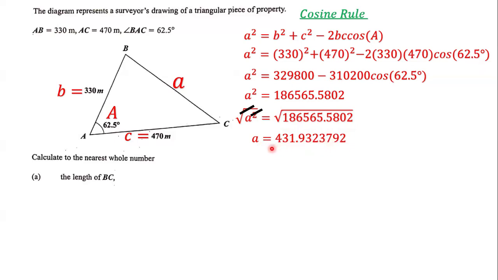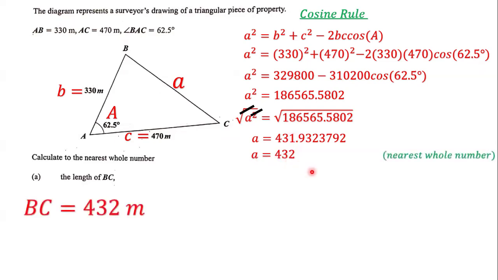But they want us to write our answer correct to the nearest whole number. And so that means we have to look at this number. This number is 9. And once the number is greater than 5, we can round up. So we add 1 to 1, and 1 plus 1 is 2. So A is equal to 432. And so that means that the length of BC, correct to the nearest whole number, is 432.